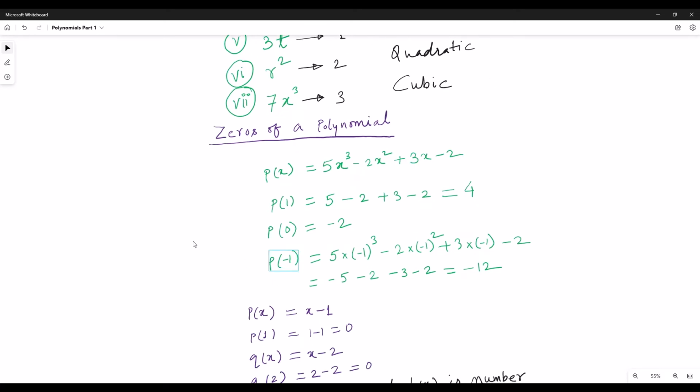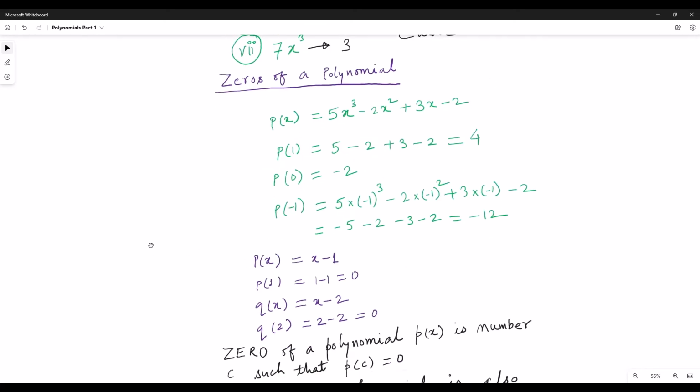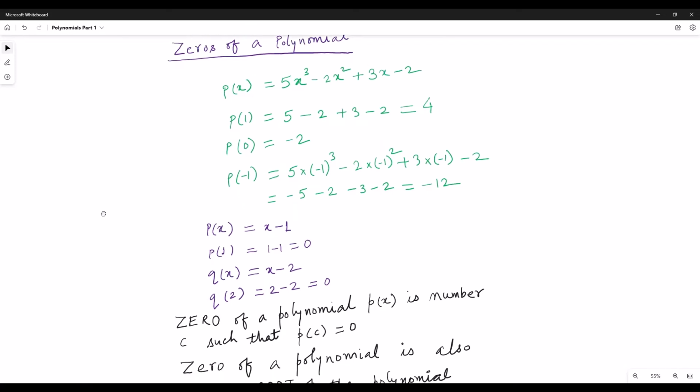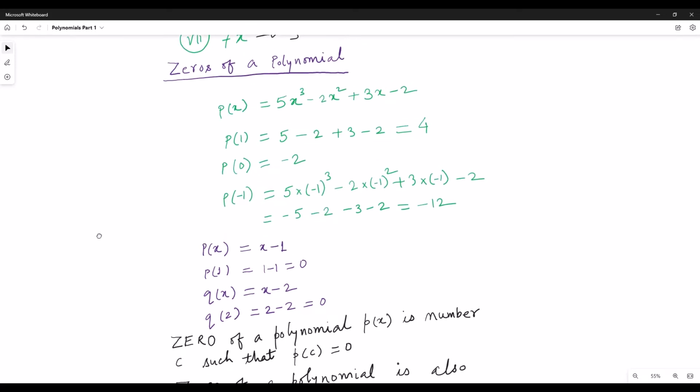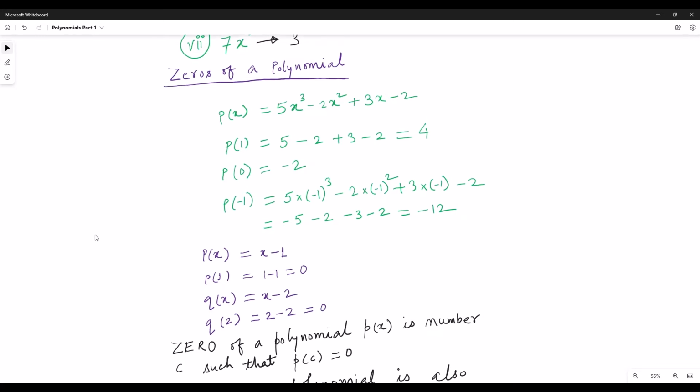Okay, so we are done with the exercise, and now we will go to the definition of zeros of a polynomial. So zero of a polynomial is that value of the variable for which the value of the polynomial is 0. So that is called a zero of the polynomial. So we have a polynomial p(x) equal to 5x cube minus 2x square plus 3x minus 2. So to find the zeros of this polynomial, we will put different values of x in this expression and try to find out what the value is.